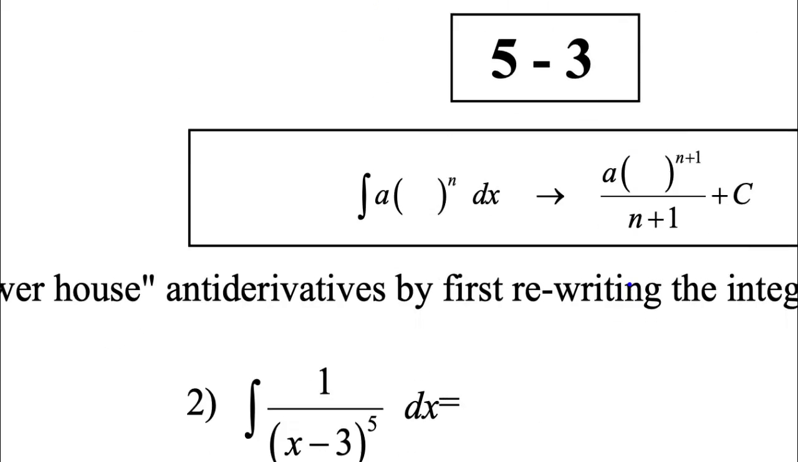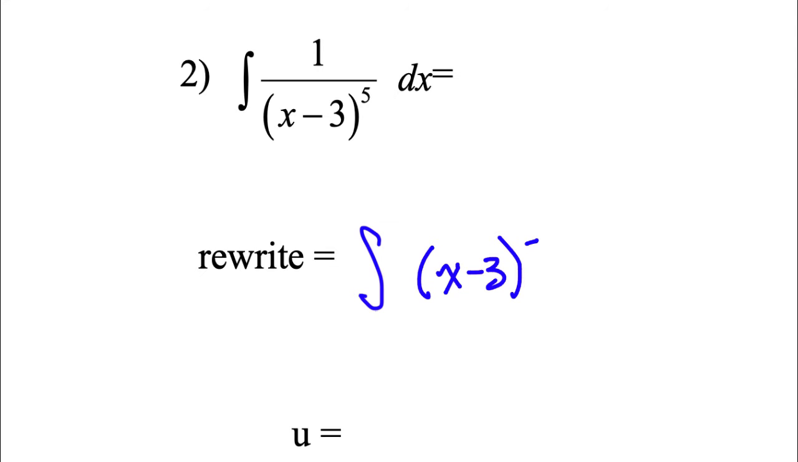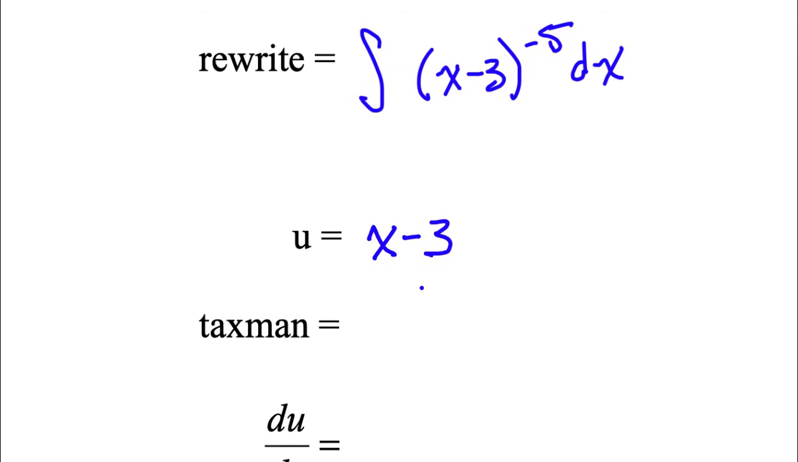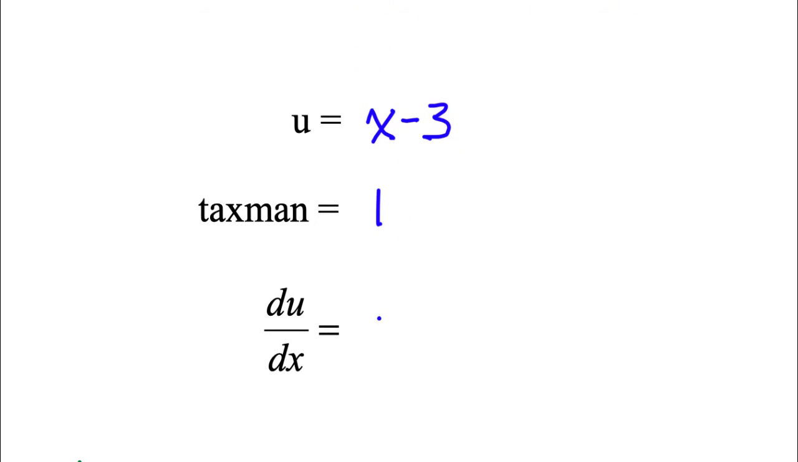Let's move up here to number 2. Again, I'm going to rewrite this as the integral of 1, I'm going to kind of leave the 1 blank, of x minus 3 to the negative 5 dx. All right, what is my u? My u is x minus 3. The taxman, there is no taxman, 1. The derivative of u is just 1. I'm not going to pay the taxman anything because this is still 1.